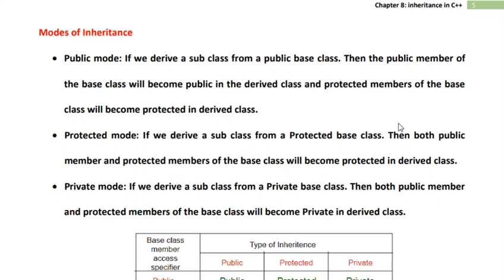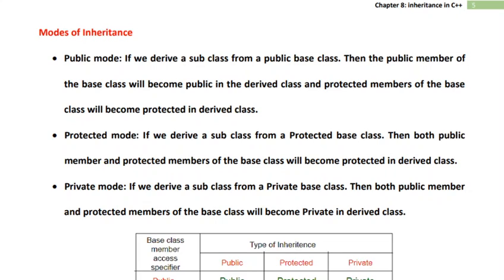Now, in case of protected mode of inheritance, if we derive a subclass from a protected base class, then both the public and the protected members of the base class will become protected members in the derived class. Likewise, if we go for private mode of inheritance, so if we derive a subclass from a private base class, then both the public and the protected members of the base class will become private in the derived class.